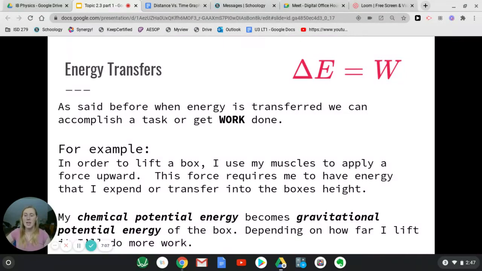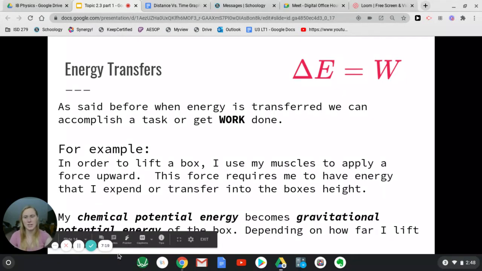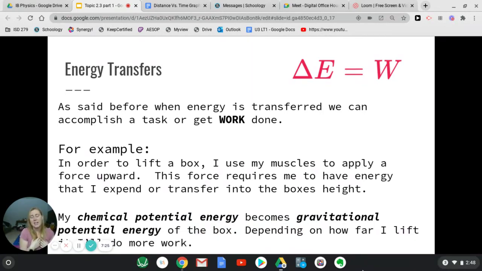So for example, when I lift up a box or something, I'm using my muscles to apply a force upward. This force requires me to have some sort of energy that I expend or transfer into the box's height. And so I'm going to use my chemical potential energy, which comes from all the food I ate, to turn that into gravitational potential energy of the box. How much depends on how far I lift, and the further I lift, the more work I physically have to do.